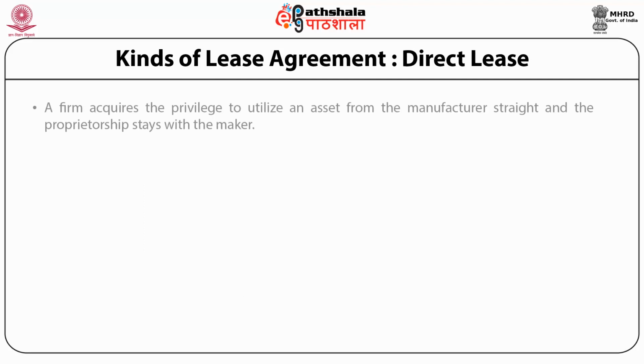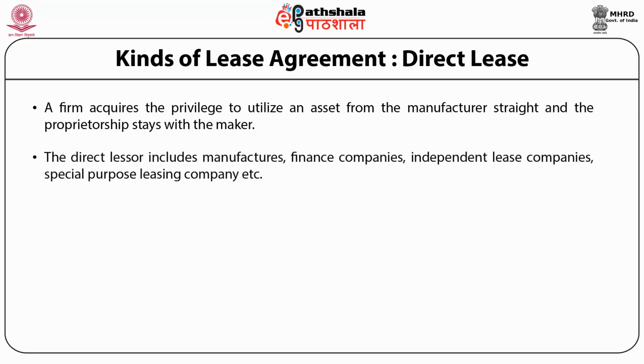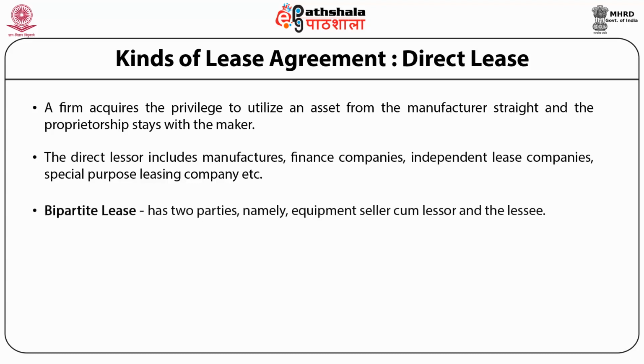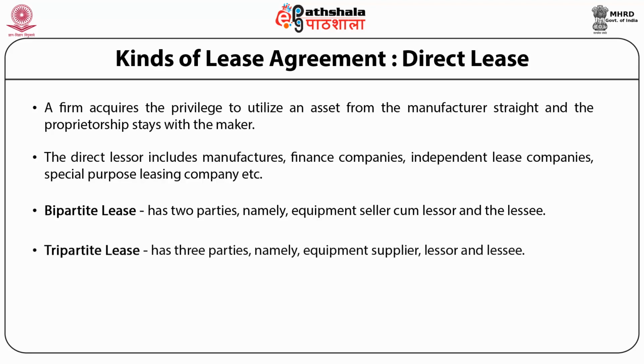Direct lease. A firm acquires the privilege to utilize an asset from the manufacturer directly, and the proprietorship stays with the maker. The direct lessor includes manufacturers, finance companies, independent lease companies, special purpose lease companies, etc. Bipartite lease has two parties, namely equipment seller cum lessor and the lessee. Tripartite lease has three parties, namely equipment supplier, lessor, and lessee.